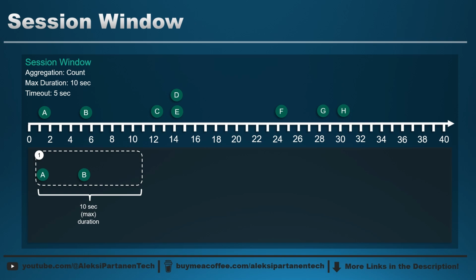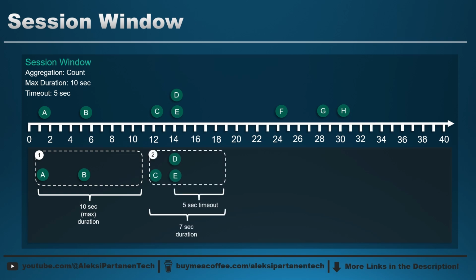Then our second window is triggered at 12-second mark by event C, and it will include also event D and E. However, after D and E, we have some gap before event F. So that's why our window will close 5 seconds after our D and E event, which means that the total duration was now only 7 seconds.